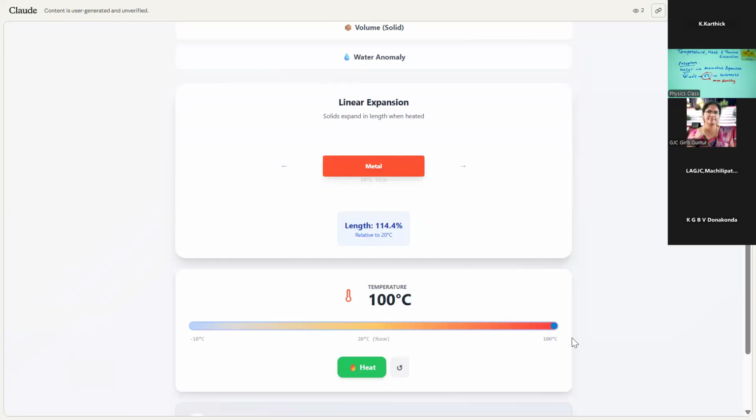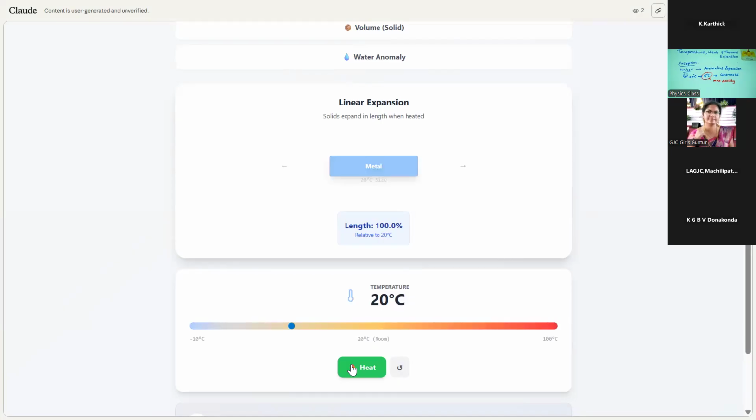Clear? So if you increase the temperature slowly by using the slider, you can see that the heat energy causes the particles inside the metal to vibrate more vigorously, pushing them slightly further apart, and the material expands in length.